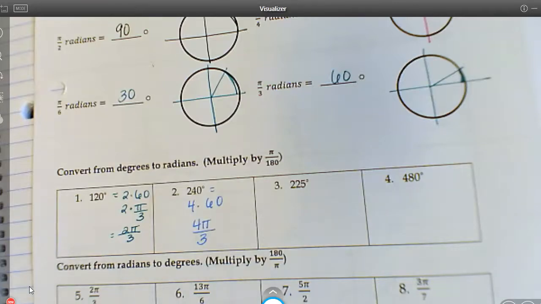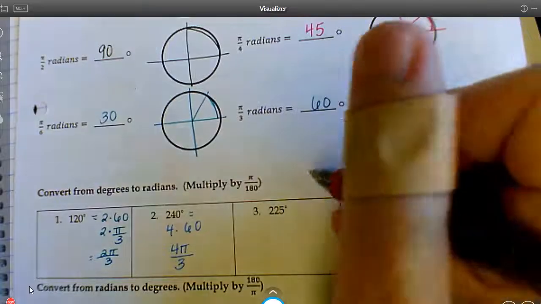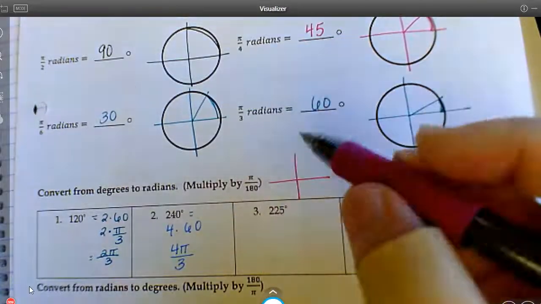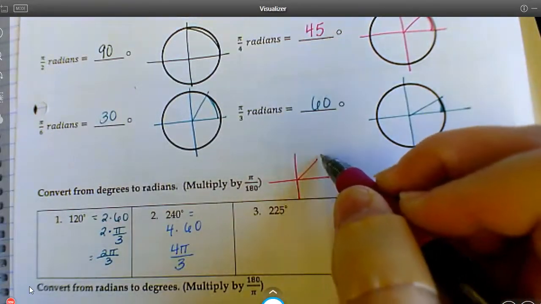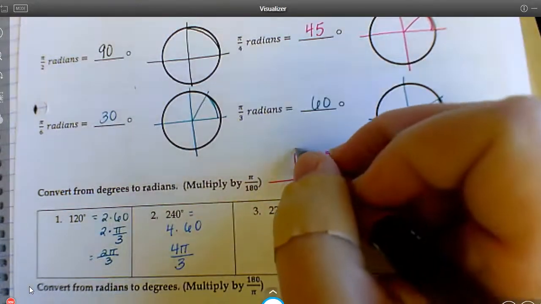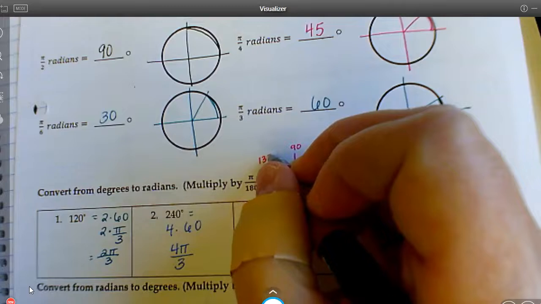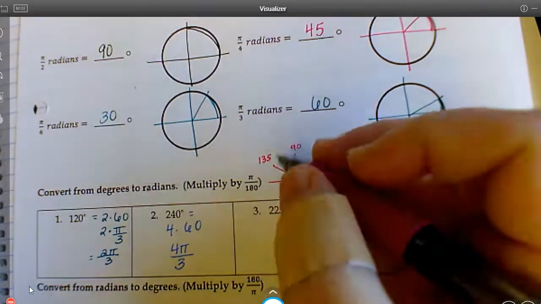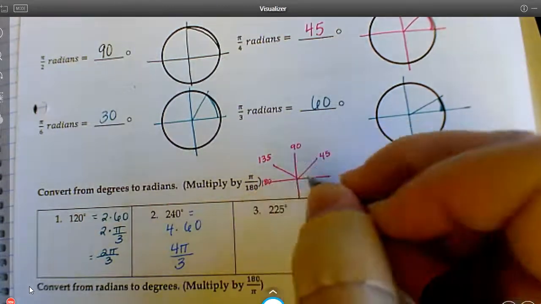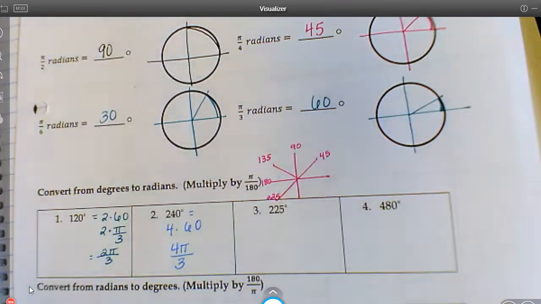Now, number 3 is one that you just might not be as familiar with as others. I'm going to tell you because that 5's on the end, it's probably related to 45 degrees. So 45 is right here. And then if I go 45 more, I get to 90. If I go 45 more, I get 135. 45 more is 180. And 45 more is 225.